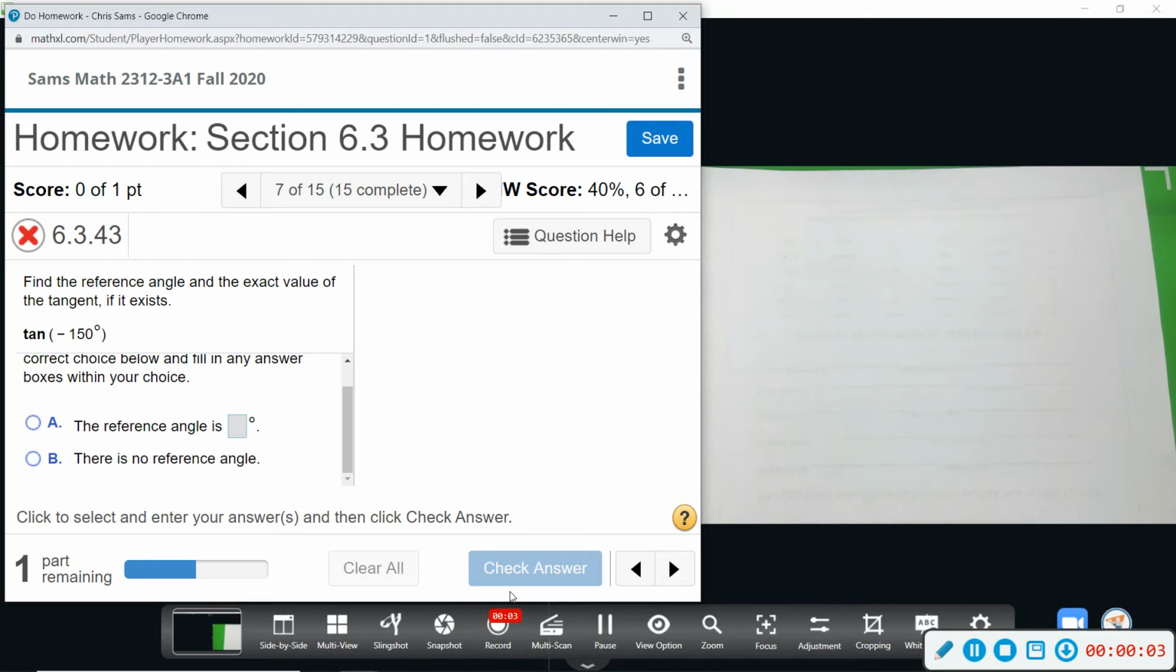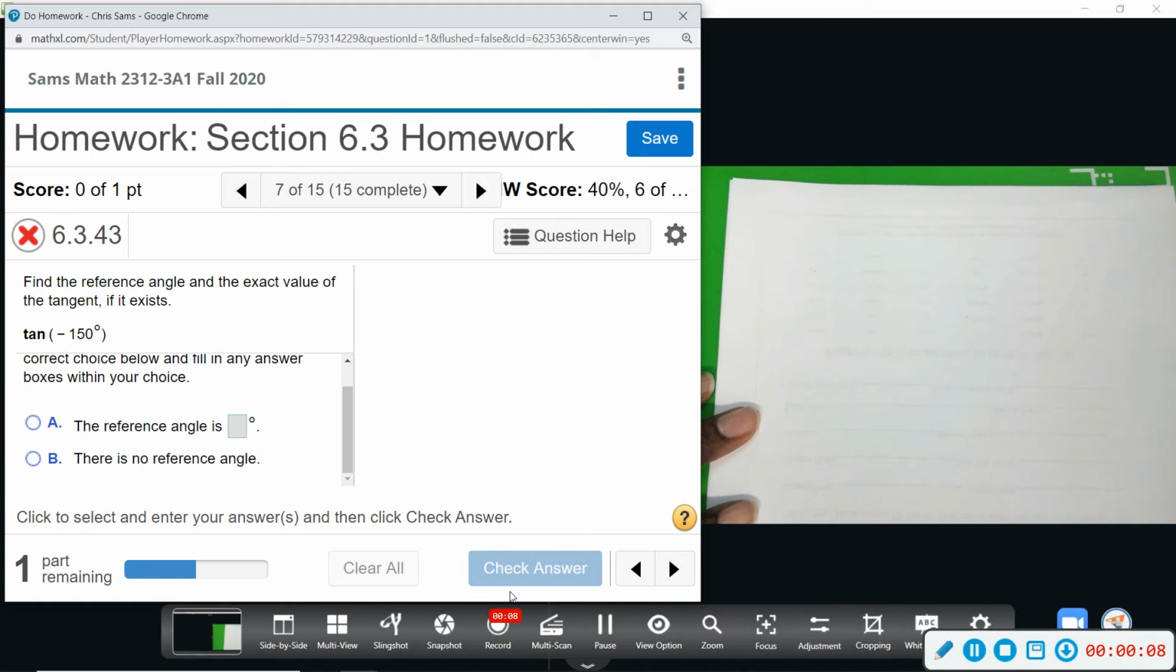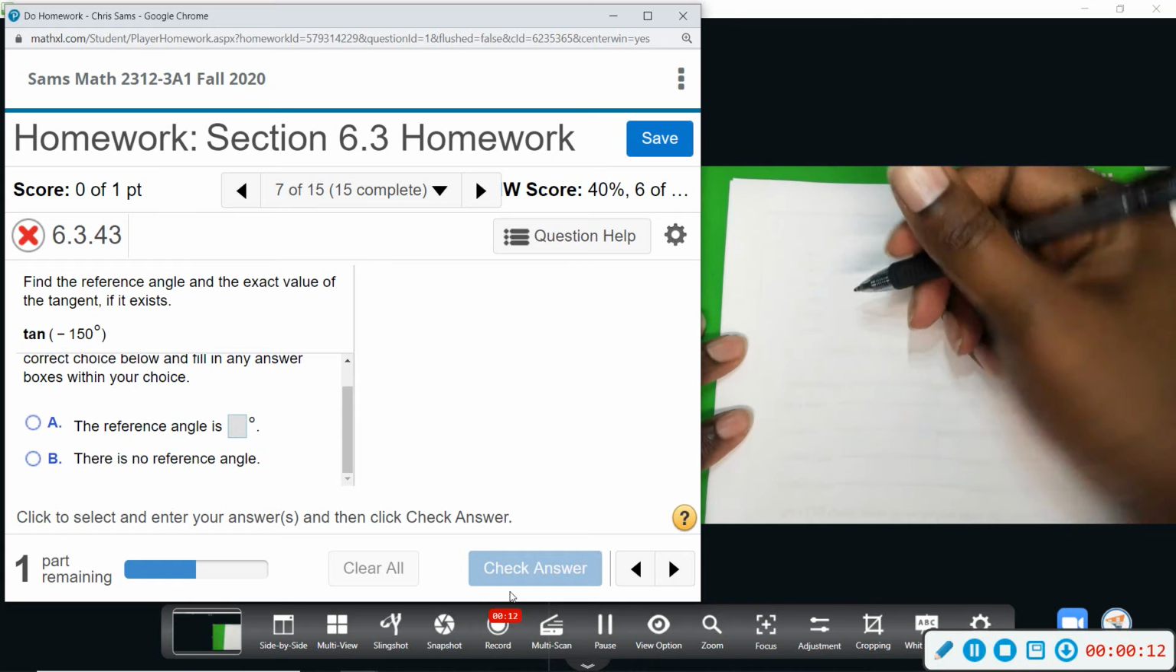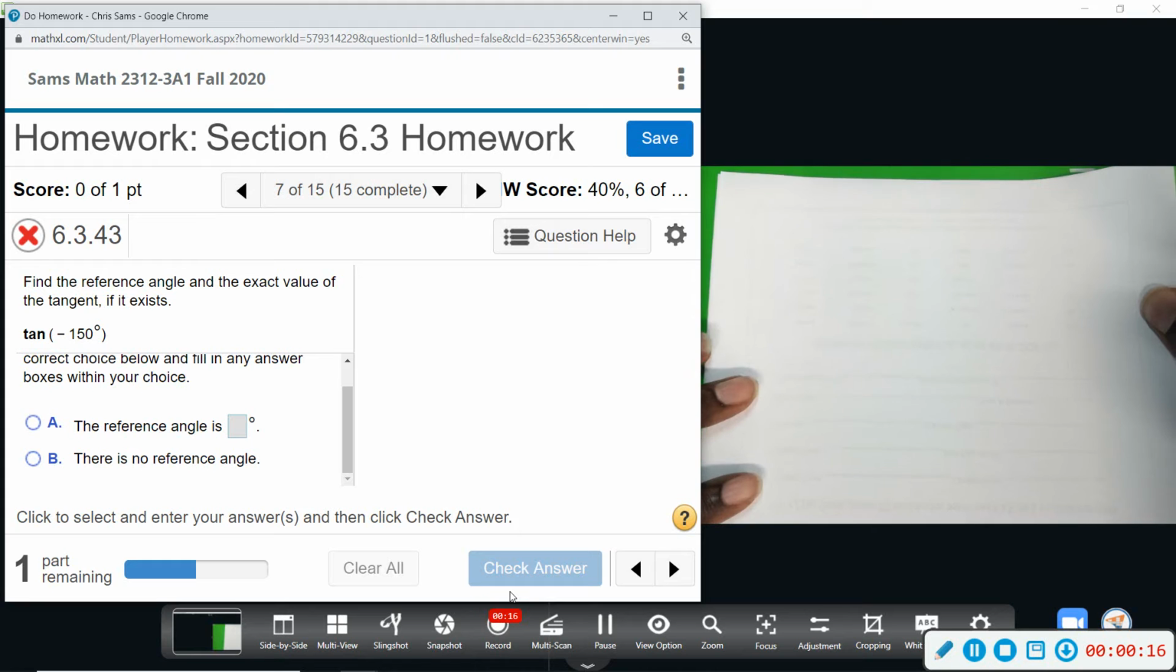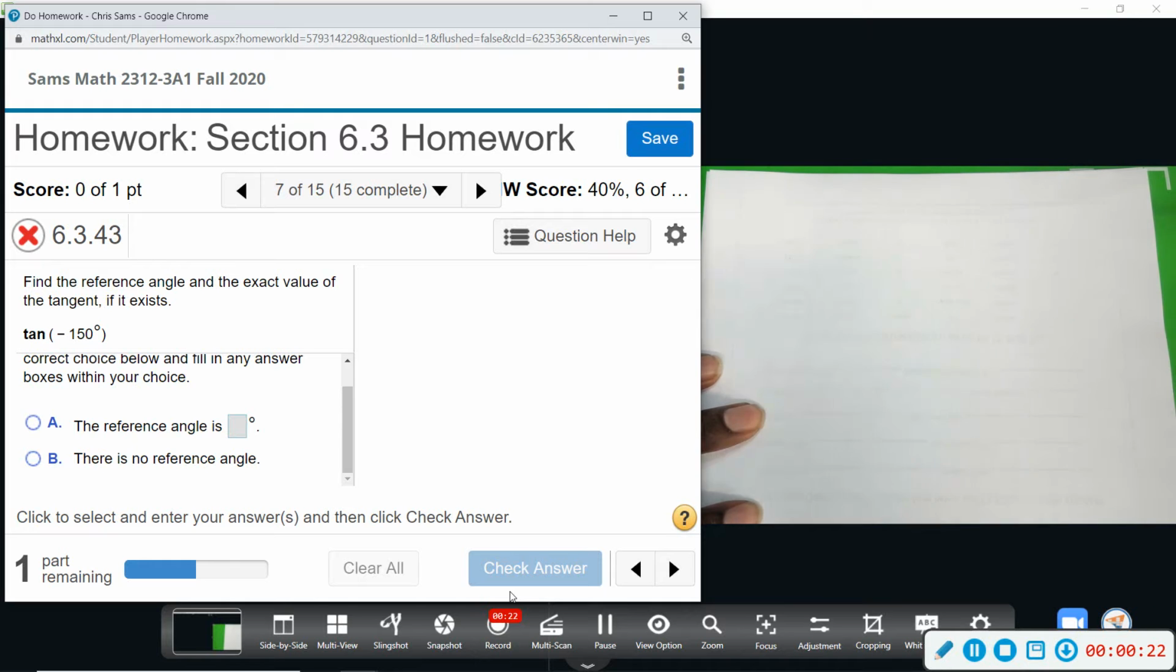All right, number 7, we want to find reference angle. And the book doesn't really explain it very well. So I'm going to give you, I guess, 4 scenarios that mainly you need to look out for to help you find reference angle.